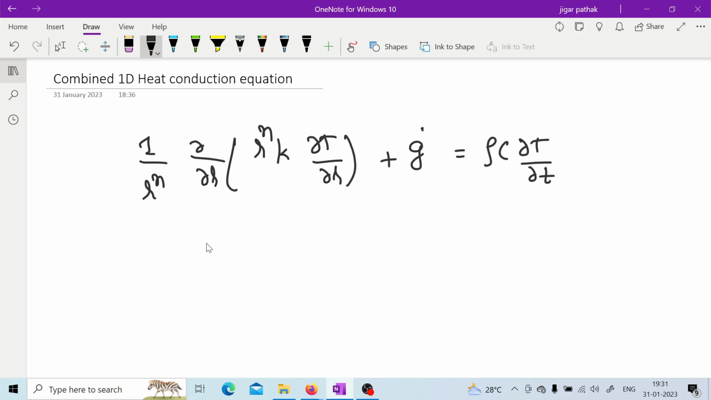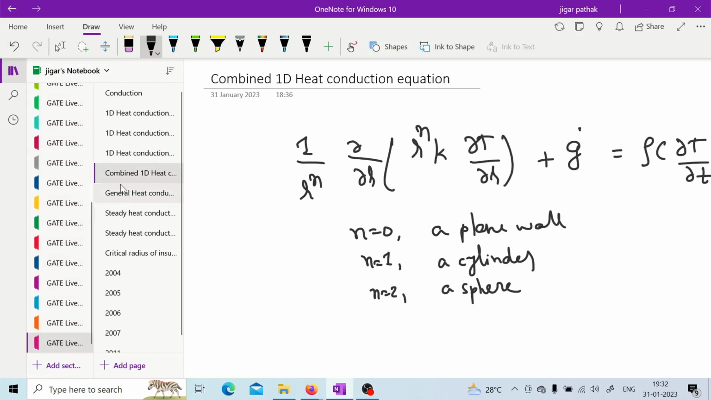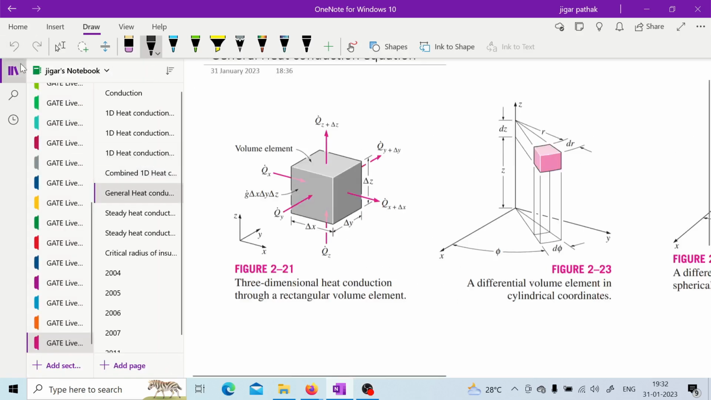Right, and here you can have different cases of this generalized equation, as n equals to 0 will give you a plane wall, n equals to 1 will give you a cylinder, and n equals to 2 will give you a sphere, right? Heat transfer or heat conduction through a plane wall, cylinder and sphere. Now we have seen these different cases according to the shape of that wall.